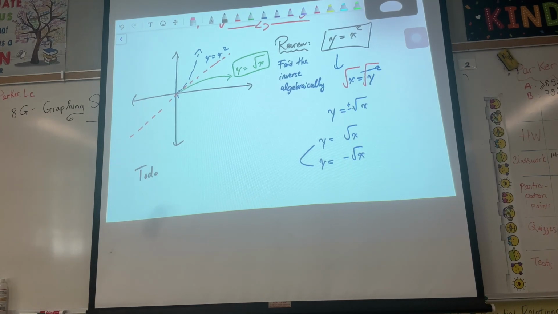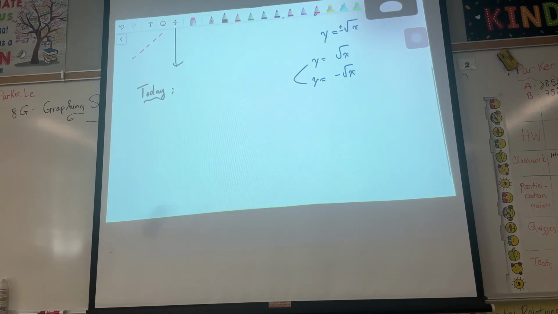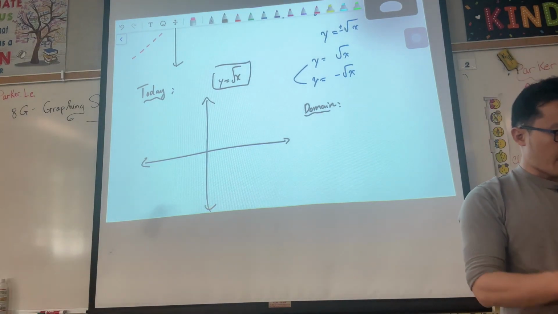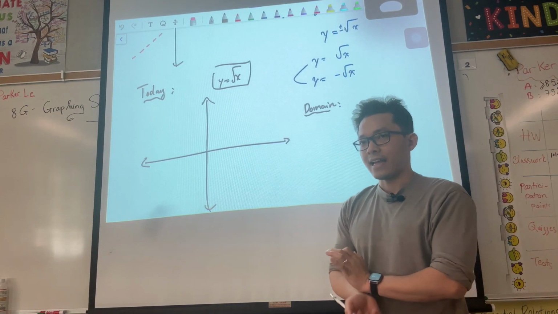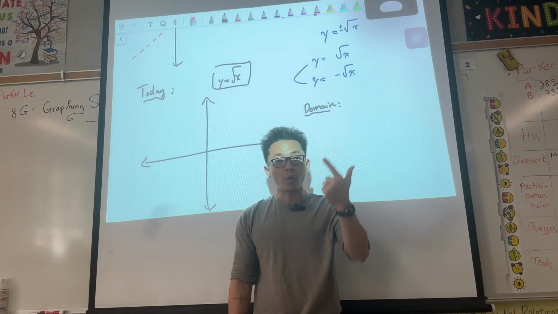So today we're going to graph y equals square root of x. How do you graph this? First, let's talk about the domain. What is the domain of this? Inside the square root, what is the domain? How many restrictions when you find a domain? 2, right? One is a fraction and one is a square root.